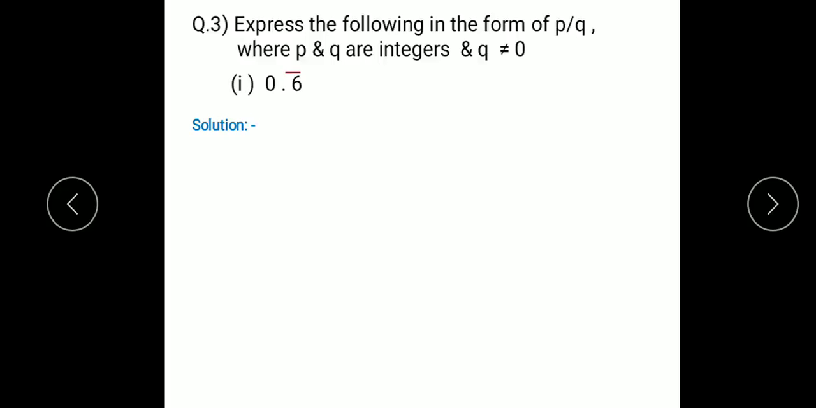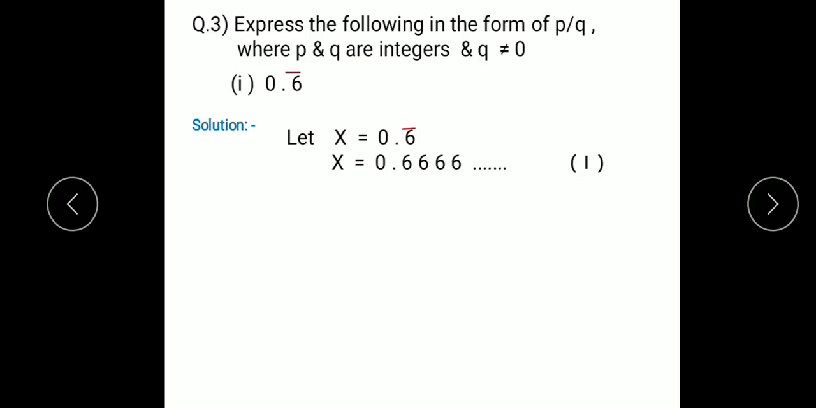The very first example, 0.6 recurring. So what do we do? We assume this recurring decimal equal to x. So let x equal 0.6 recurring. As the digit 6 is recurring, we can further write it as x is equal to 0.6666... Let us label this statement as 1. Now, the next step involves multiplication by 10, 100, 1000 on either side of the statement.